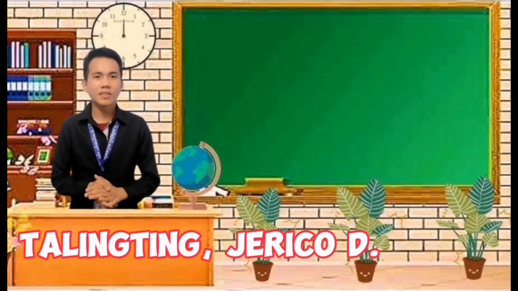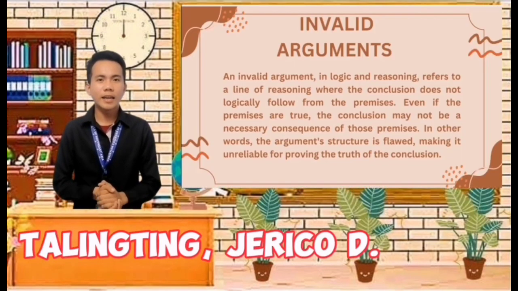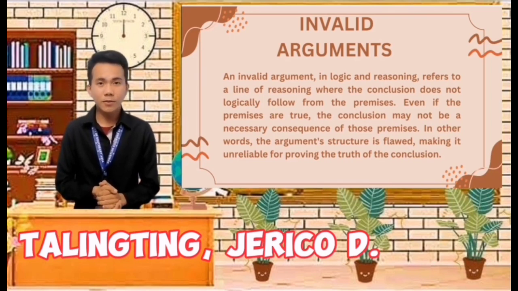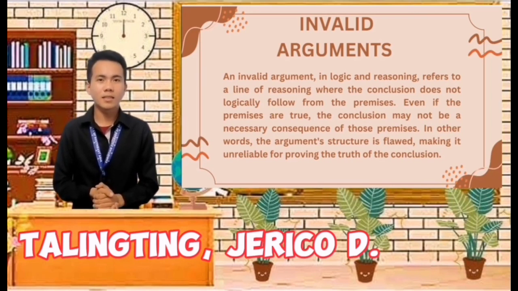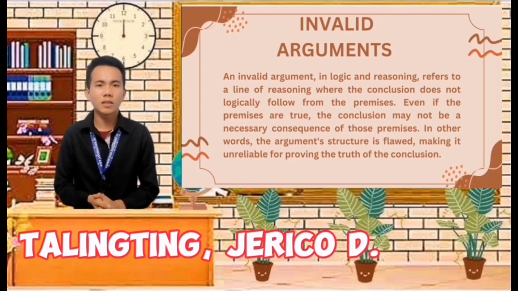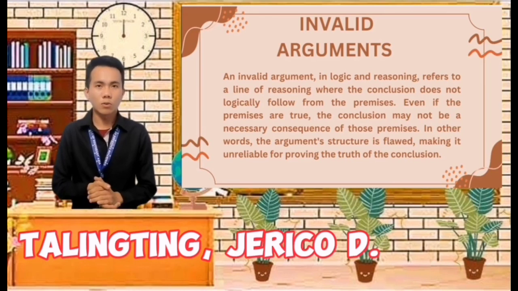The next one is the invalid argument. So what is an invalid argument? In logic and reasoning, it refers to a line of reasoning where the conclusion does not logically follow from the premises. Even if the premises are true, the conclusion may not be a necessary consequence of those premises. In other words, the argument structure is flawed, making it unreliable for proving the truth of the conclusion.